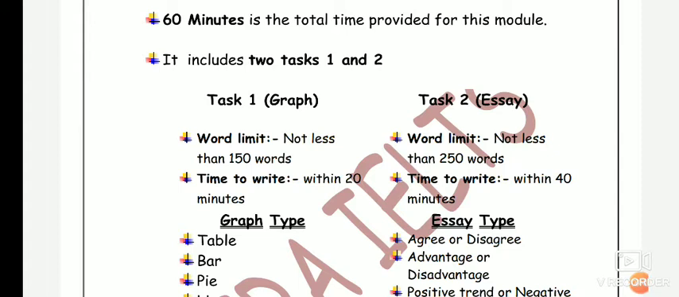For both, there is an approximate timing to complete them: you can complete the graph within 20 minutes and you can complete the essay within 40 minutes.